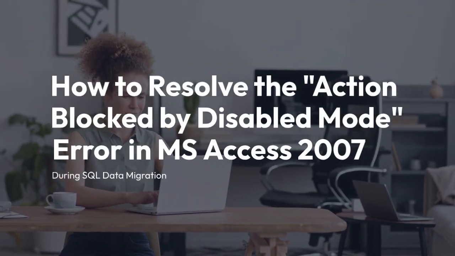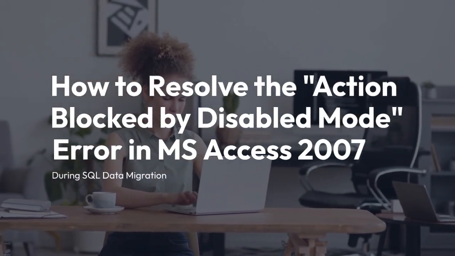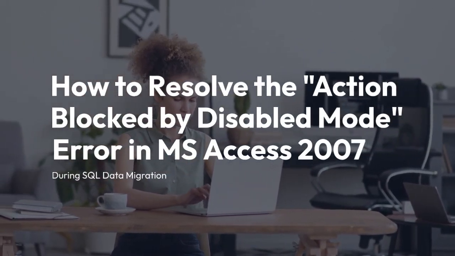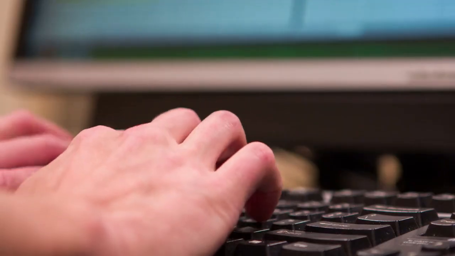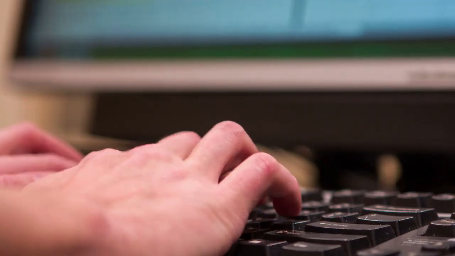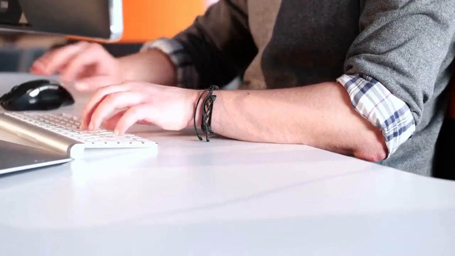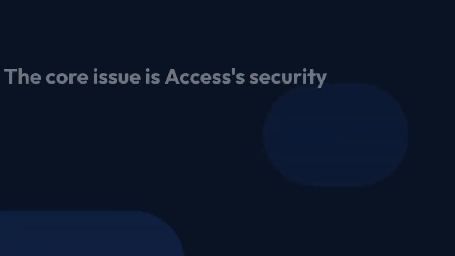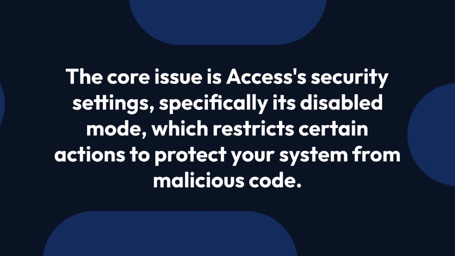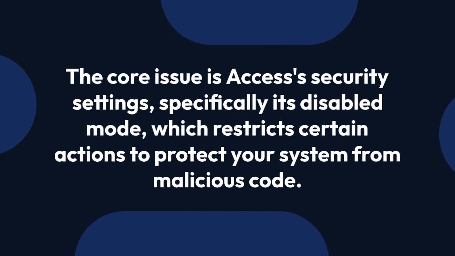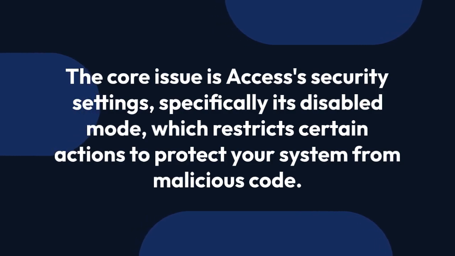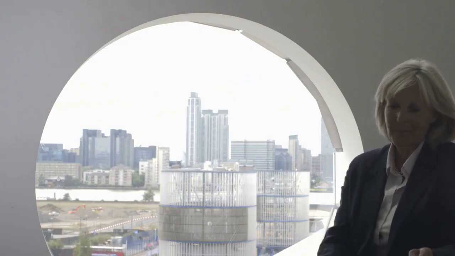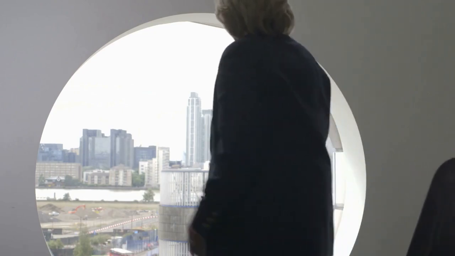We're explaining how to resolve the action blocked by disabled mode error in MS Access 2007 during SQL data migration. This frustrating error prevents you from performing actions like running queries or updating data, effectively halting your migration process. The core issue is Access's security settings, specifically its disabled mode, which restricts certain actions to protect your system from malicious code. To overcome this, you need to enable the necessary access features.